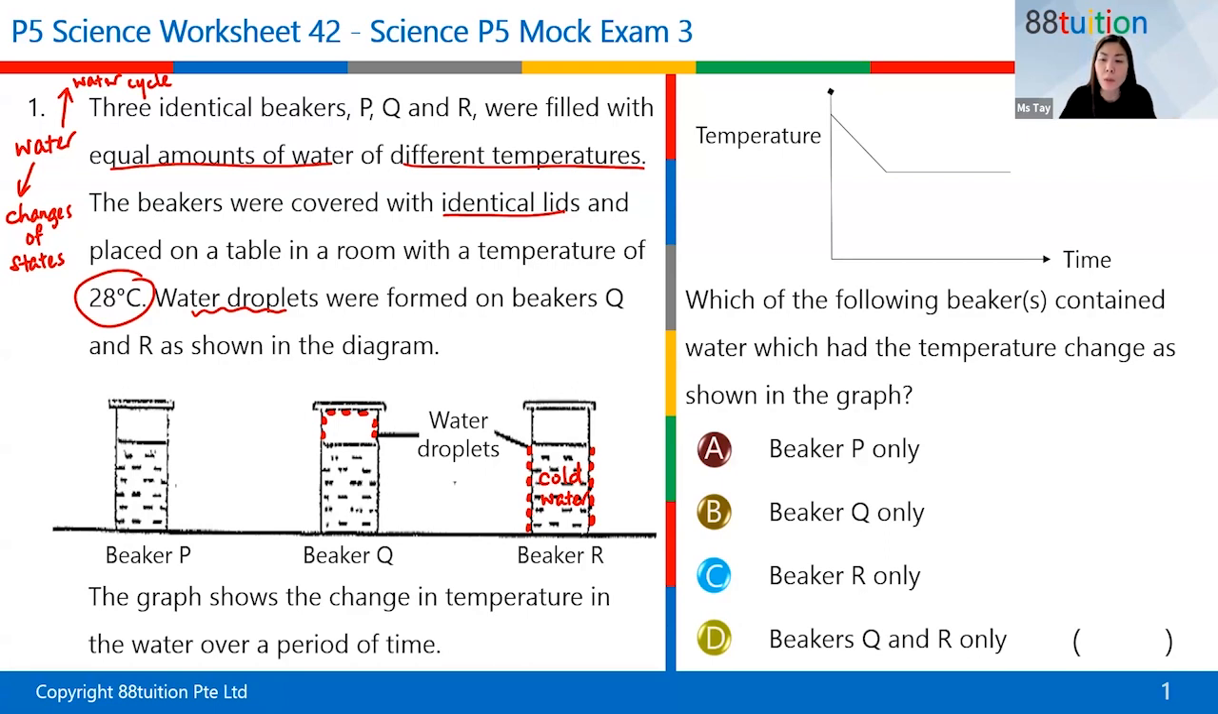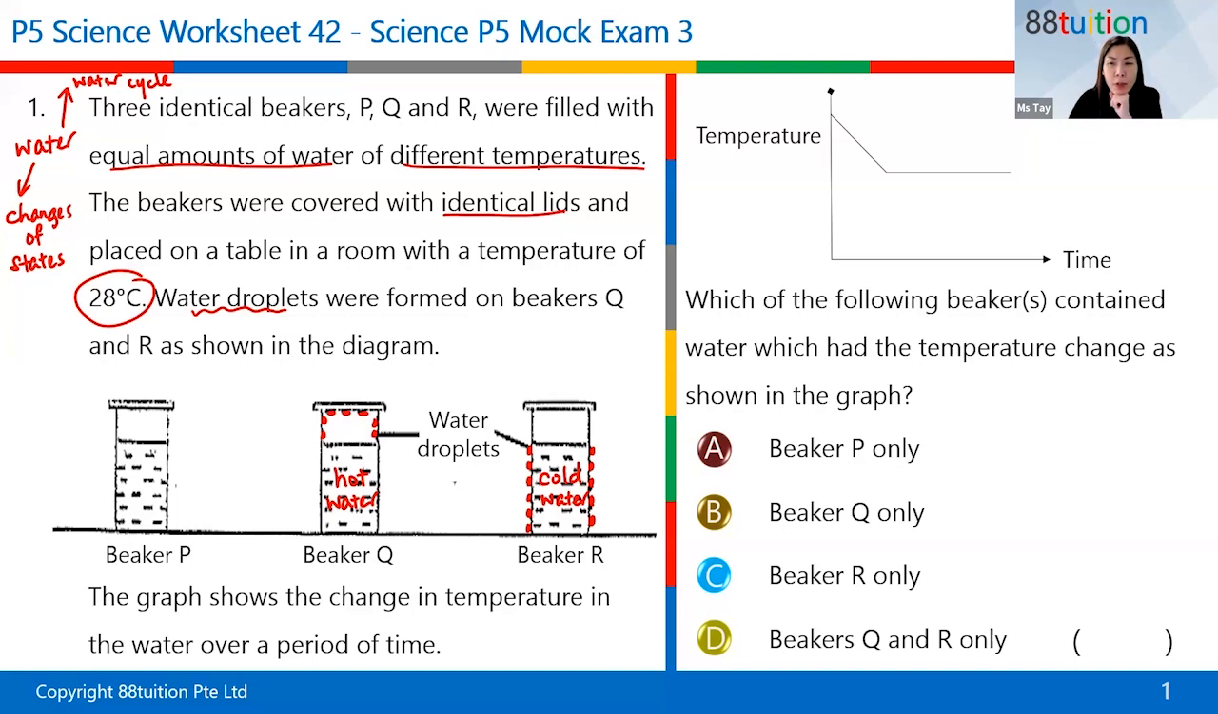Why is it that water droplets form on the inside here? If I were to ask you to explain how the water droplets are being formed inside this container, how would you write down your answer? I want to see some responses here. Let's see who can give me the right explanation. Hanson, you want to try as well?